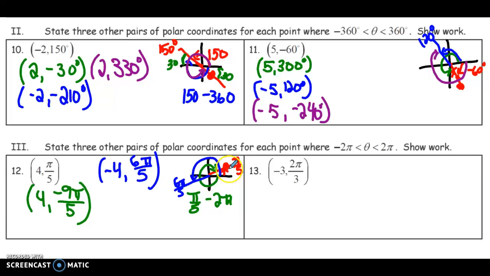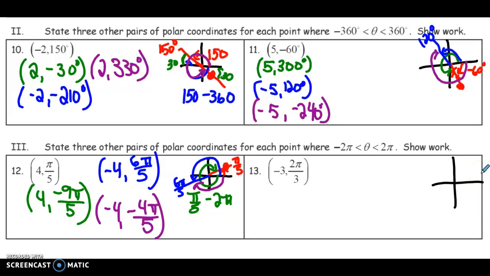Now we have to figure out the opposite angle from there, the negative angle. So negative 4 and the negative angle. In order to figure that out, we're going to take 6 pi over 5 minus 2 pi, we get negative 4 pi over 5. Last one.